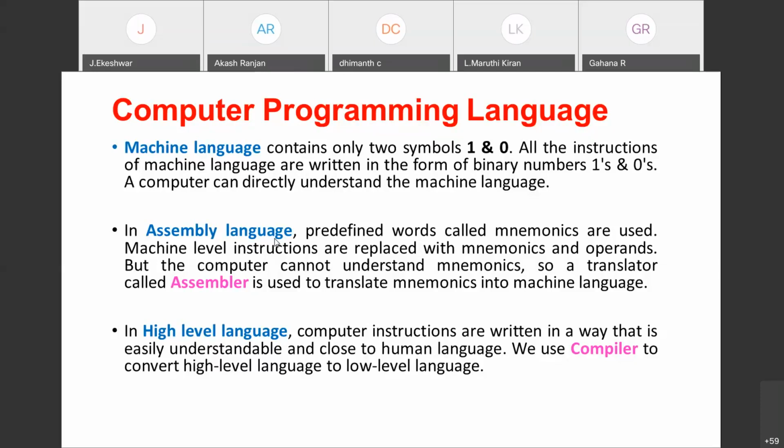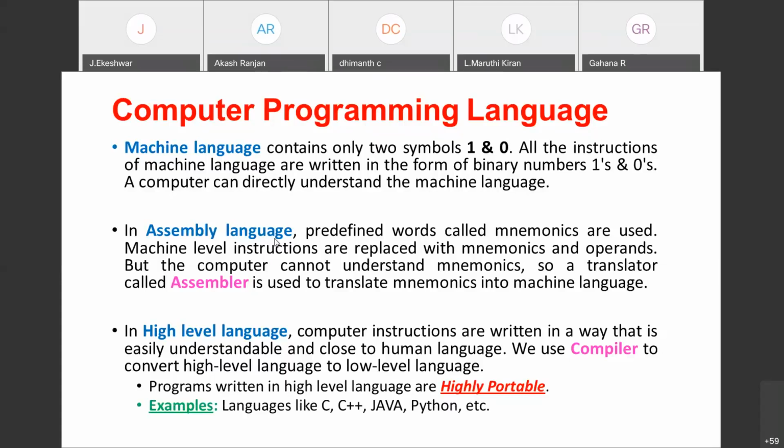So the main advantage of high level languages is that they are highly portable. Whatever program is written in a high level language is highly portable, meaning machine independent. The program written on one machine can run on another machine with little or no modification at all. So this is the main advantage of high level language. A few high level languages are C, C++, Java, Python, etc. So this is about computer languages.